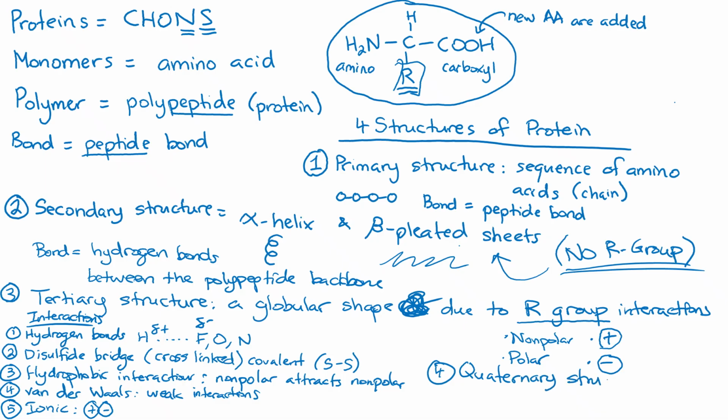With quaternary structures, we know that it is two or more tertiary structures interacting to perform one function. So this example is very specific, hemoglobin. That's usually the go-to bio example for a quaternary.